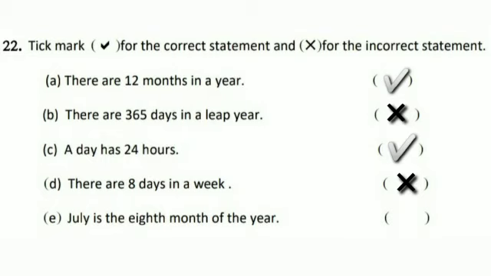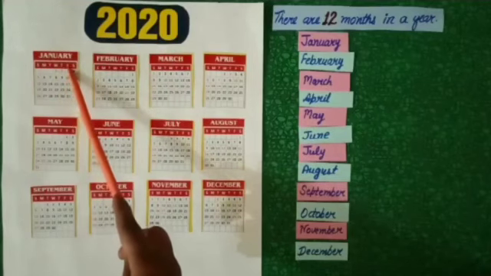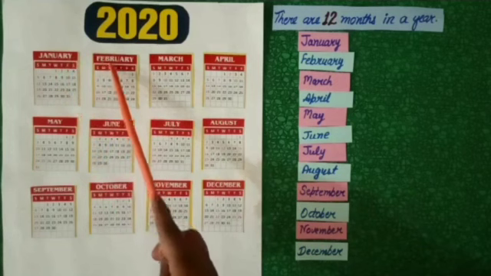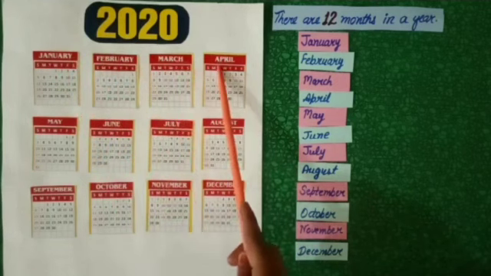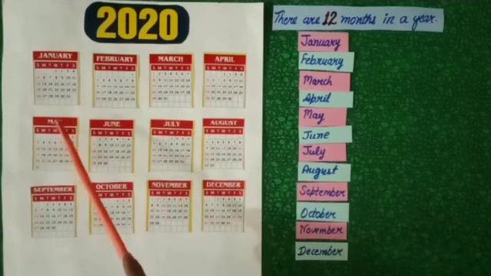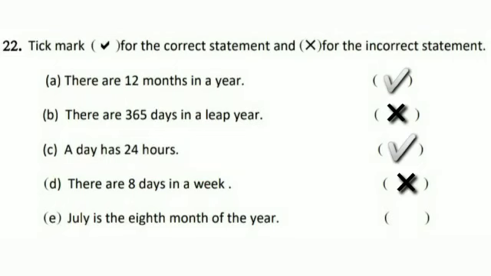Next statement is July is the 8th month of the year. First month of the year is January. Second month is February. Third is March. Fourth is April. Fifth is May. Sixth is June. Seventh is July. Eighth is August. So it is incorrect. We will put a cross in front of it.